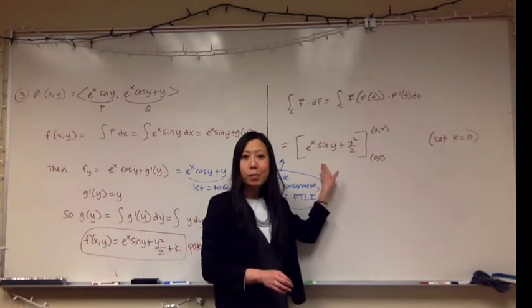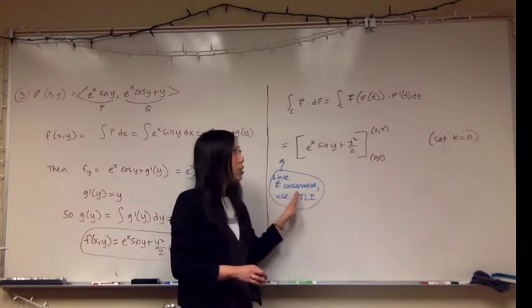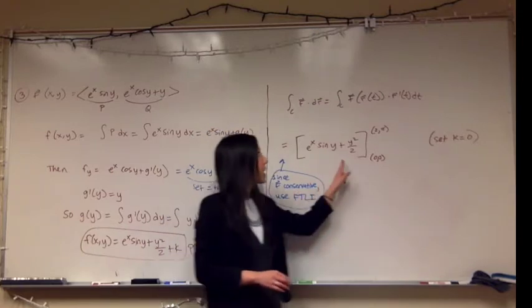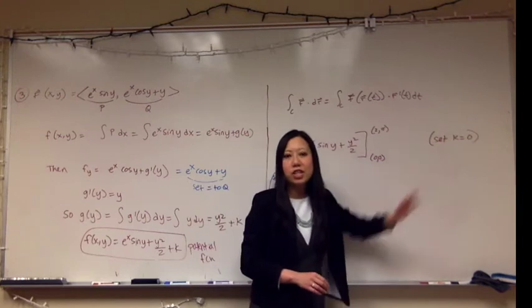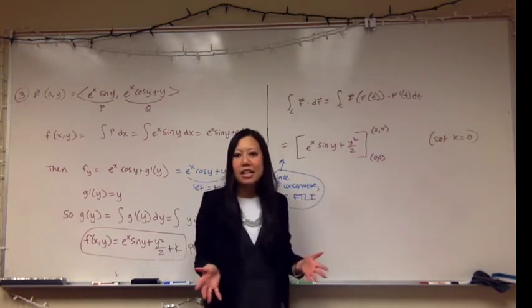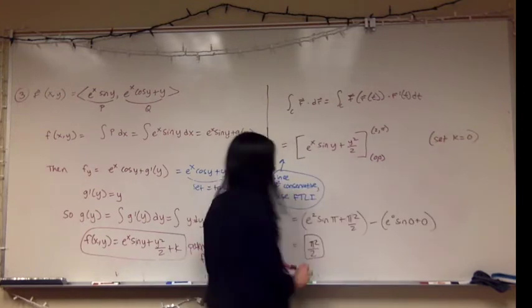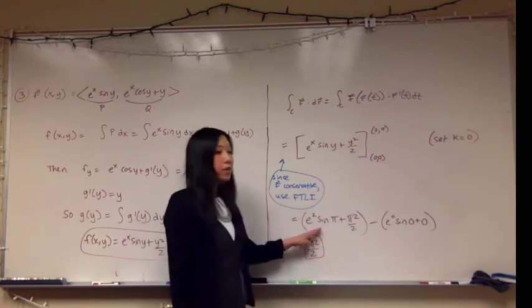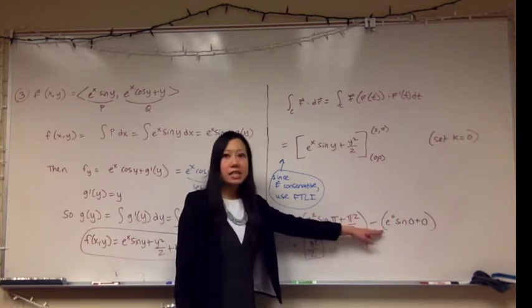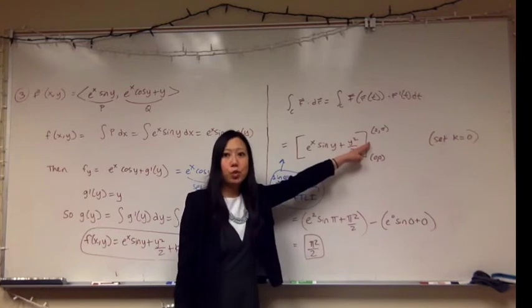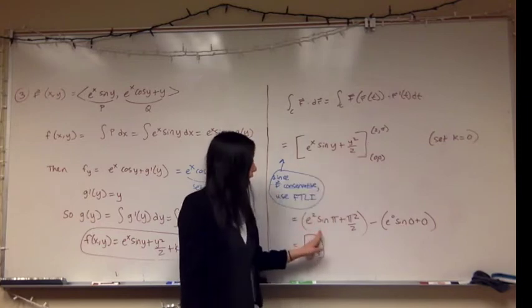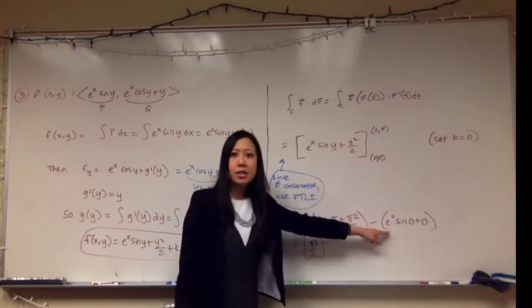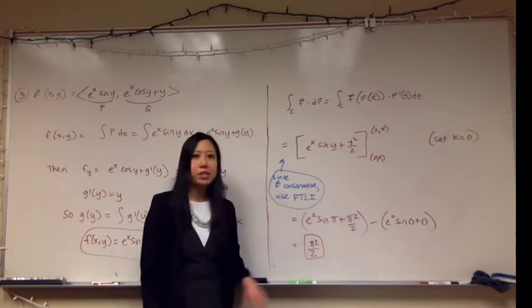Again, we can apply the fundamental theorem of line integrals whenever F is conservative. I could just set the constant of integration equal to 0, because it's just going to cancel out anyway when I plug in my bounds. So I plug in my bounds, (2, pi) and then (0, 0), right? x equals 2, y equals pi. I plug it in. Sine pi and sine 0 are both 0, so I'm just left with pi squared over 2.